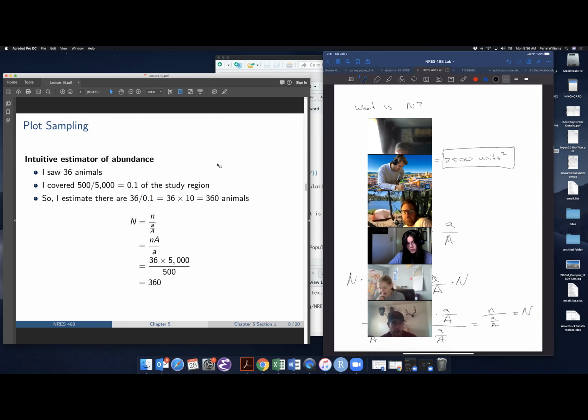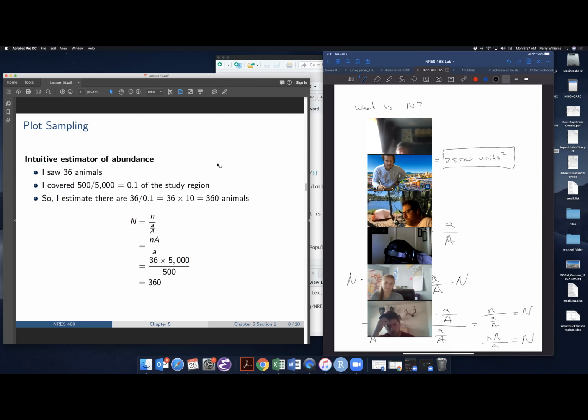Another way of writing this is little n times big A over little a equals n. Okay, so that's how, if we use a plot sample, we know the area that we've surveyed and the total area of interest, and how many we actually saw, we can estimate abundance.